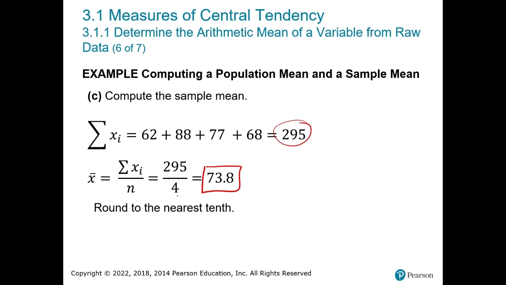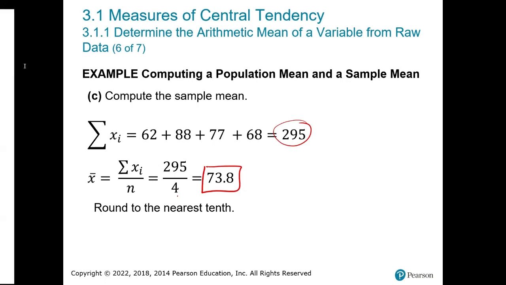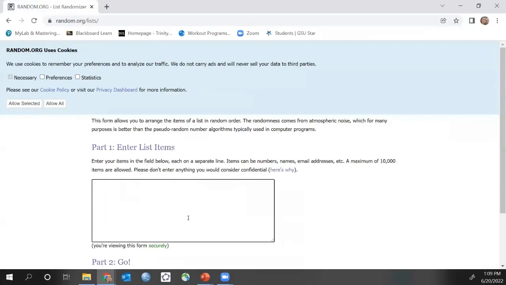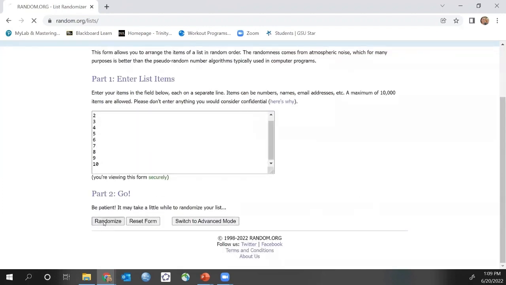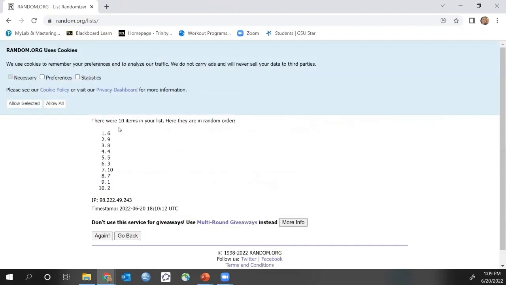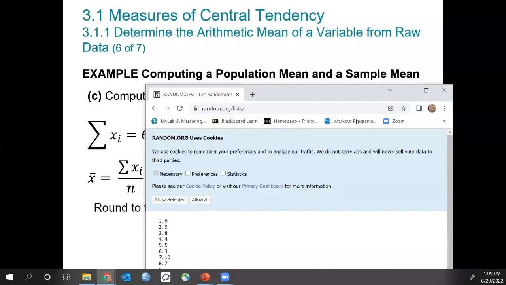Random organizer. So this is what I did last time. All right, so we have first, second, third, fourth, fifth, sixth, seventh, eighth, ninth, and 10. I have 10 students. So what I'm going to do is randomize it and take the first 4. So we're going to take students 6, 9, 8, and 4. I'm going to get a different mean. So let's see who those are.